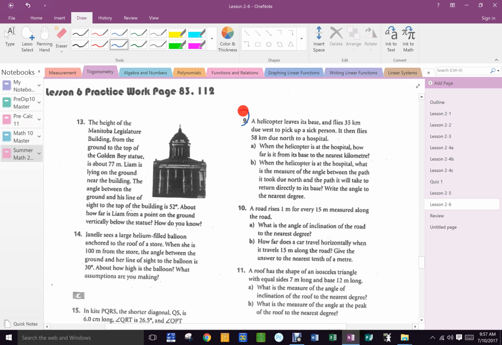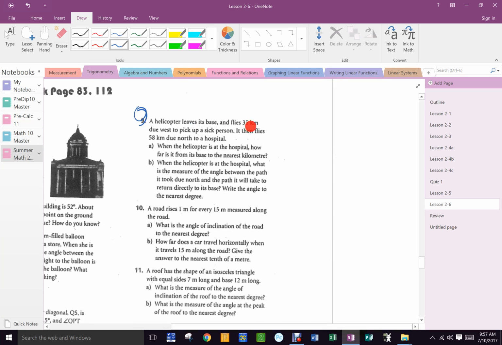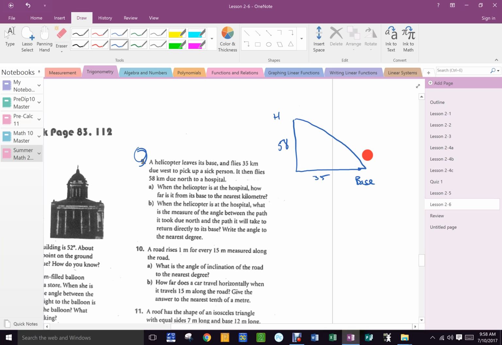Okay, so number 9, right there. Slide over to the side. Helicopter leaves its base and flies 35 kilometers west. So it's got to start from a base, yes? Where's west? When we draw, usually, left or right? Left. So he flies 35 kilometers west. Then 58 kilometers north. Where's north? Usually straight up, yes? 58. There is the hospital. How far is he from the base? What math will give me this side right here? Pythagoras, right? Because it's just 3 sides of a 90 degree, right? Because west to north is 90 degrees, right?